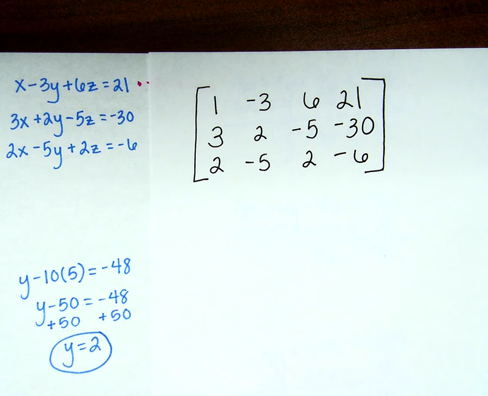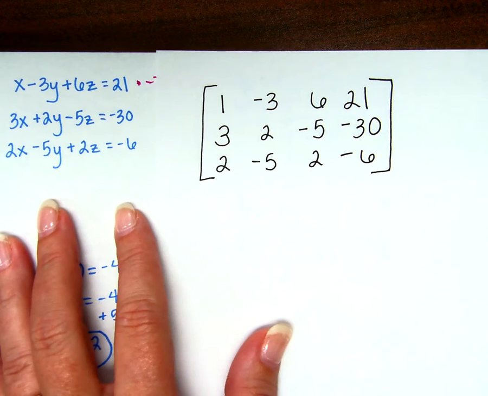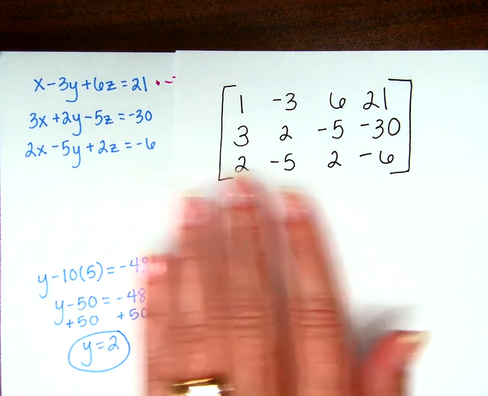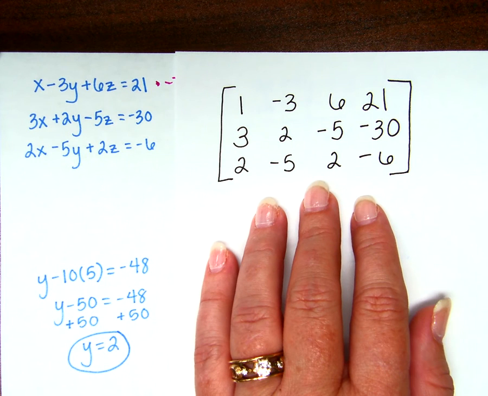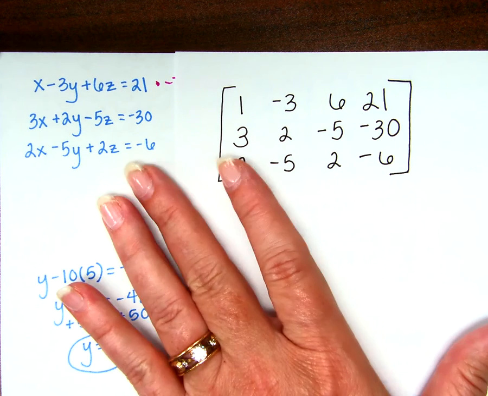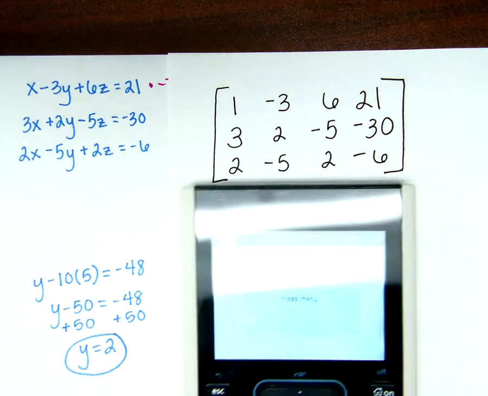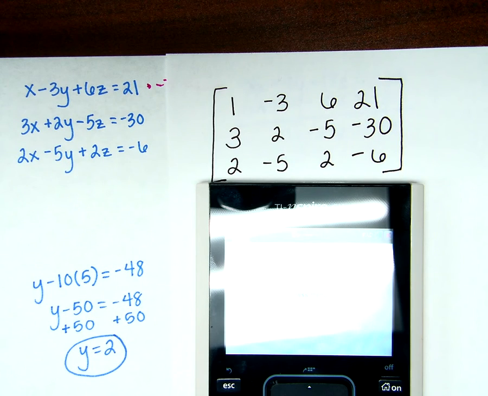Anyone? Okay, so this is the problem. This is what it says in the book. We're going to call this our problem matrix. Everybody okay with that? This is our problem matrix. Then we grab our calculator.